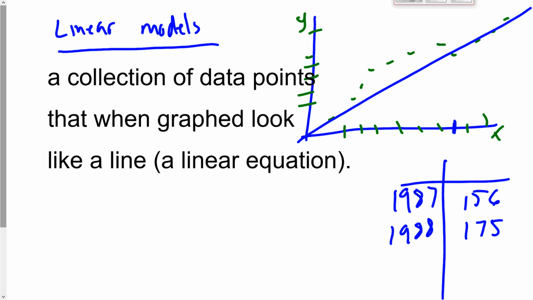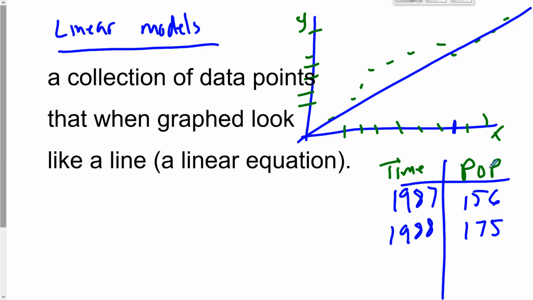So if they ask you to come up with a linear model, basically they're just asking you to do what we just did: write a linear equation. It doesn't say what form, so I can do point-slope form, slope-intercept, or standard form. Okay, so here we're given the date, the time, and the population.